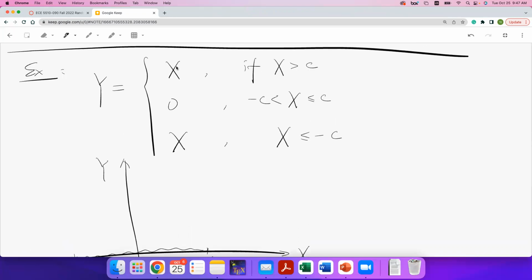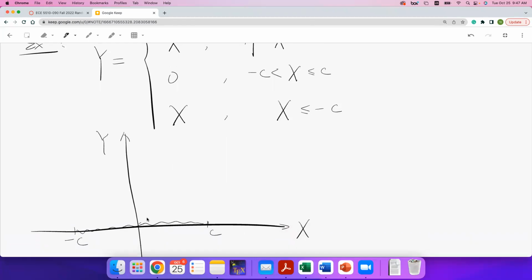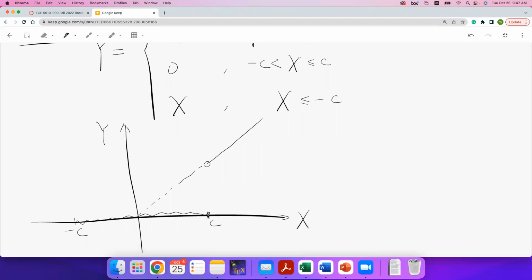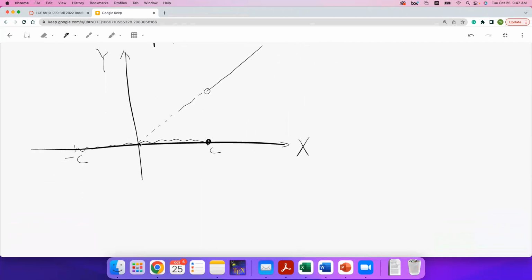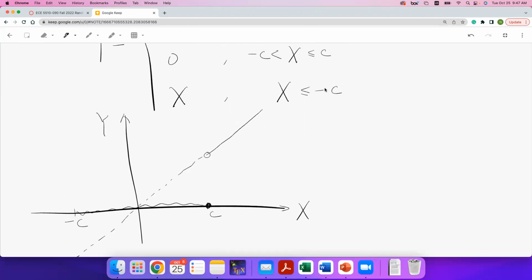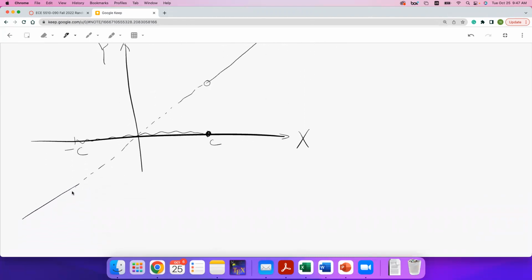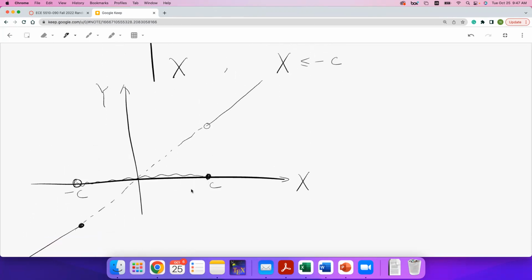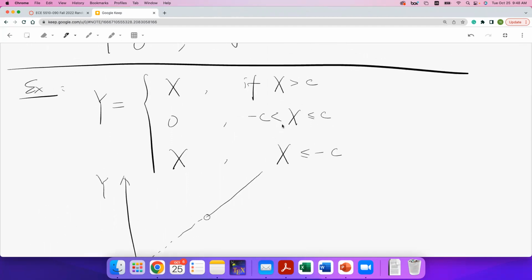If x is bigger than c, this is a linear function. Otherwise, if x is less than or equal to negative c, we also have a linear function. So in this case, this is the continuous point, and this is the discontinuous point. So these two points are different based on how this function is defined.